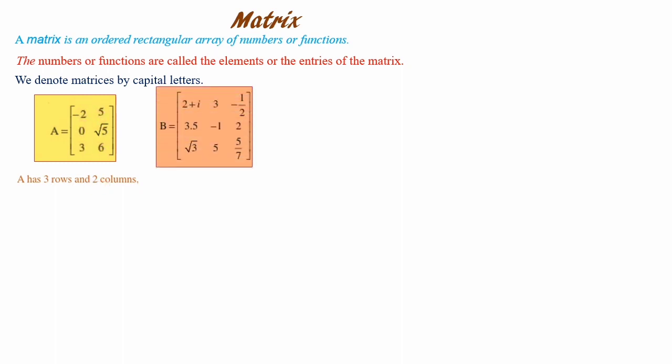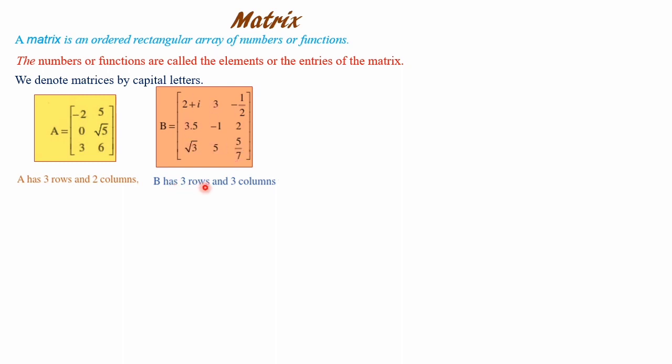Another example, B is equal to the matrix with entries 2 plus i, 3, -1 by 2, 3.5, -1, 2, root 3, 5, 5 by 7. There are 3 into 3, that is 9 elements, and each one is called an element. 2 plus i is an element, 3 is an element, -1 by 2 is an element of this matrix B. Here it has 3 rows and 3 columns. When you check, this is the first row, second row, third row, first column, second column, third column.